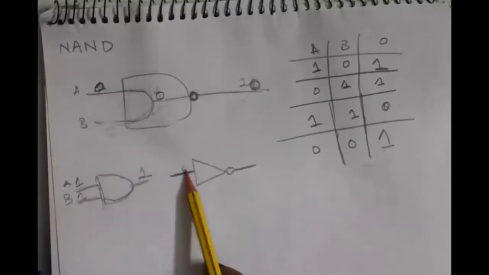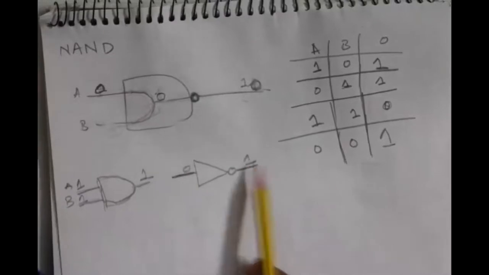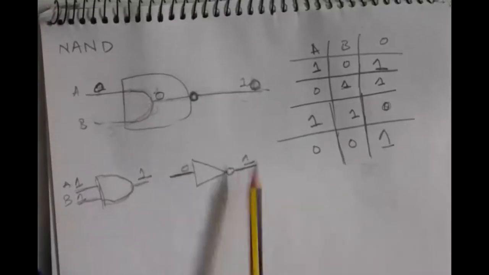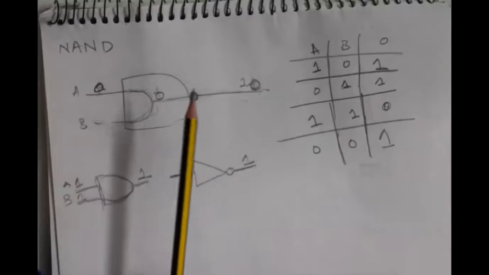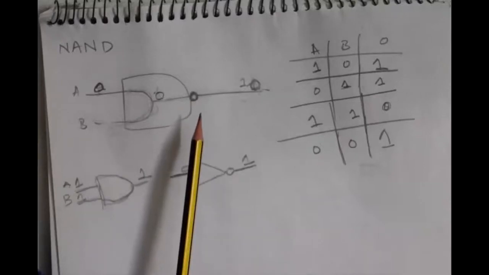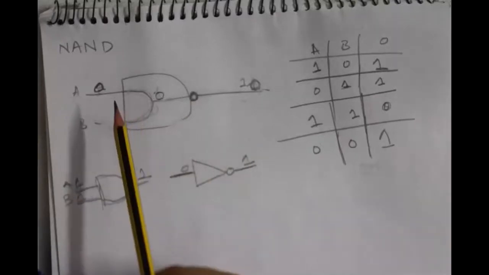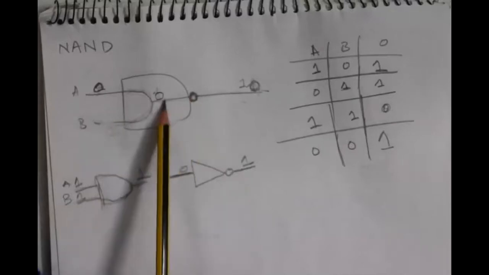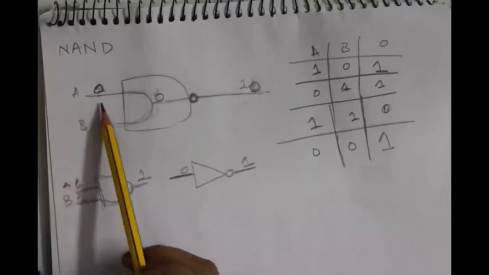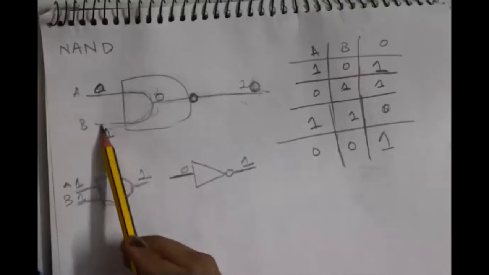Yes, or the other way around. But trust me, I'm telling you a way that is much easier. For NAND, if they give you A is 0, B is 1, figure out the output.